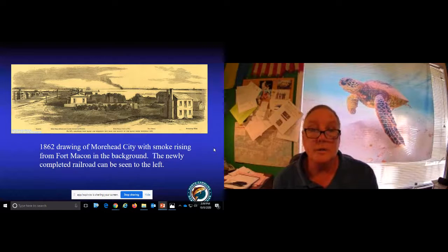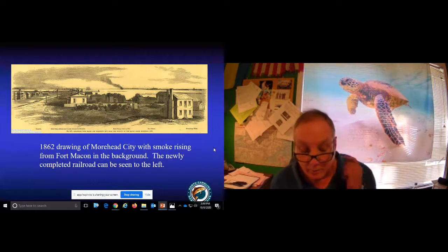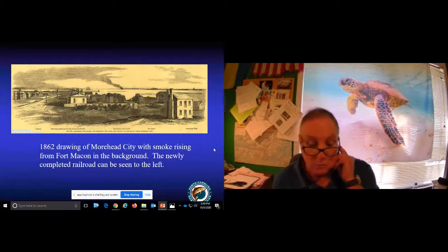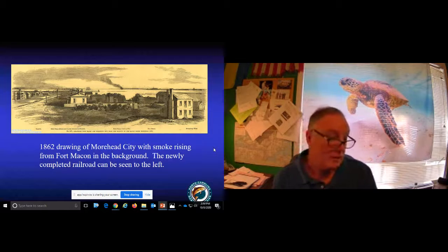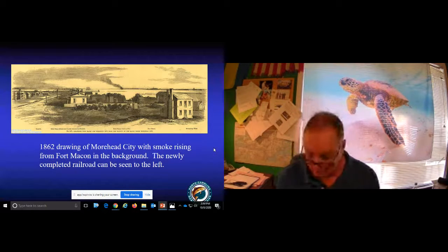And if you look at this diagram or sketch from an early newspaper, you can see this is Morehead City with Fort Macon in the background. And off to the left is a newly installed railroad that ran right through the middle of town. And if you've ever been to Morehead City, or if you're like me, if you live there and had to deal with the trains, those railroads are still there. And the trains run on a regular basis. And it can cause you some headaches sometimes. But they allow access to the port by railroad cars.